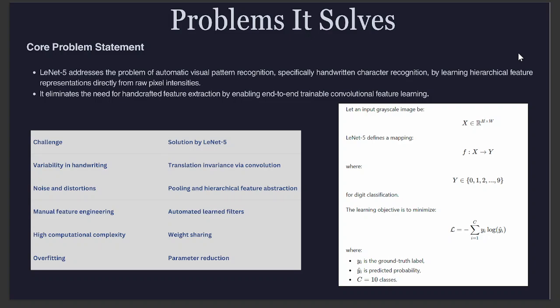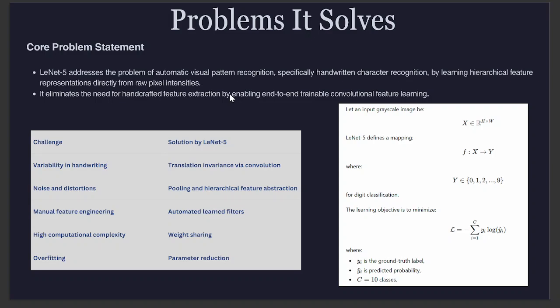The world needed something different, not handcrafted intelligence, but learned intelligence. Yann LeCun and his team asked a radical question: what if a network could learn features directly from raw pixels? No manual extraction, no engineered pipelines, just an input image, some learned representations, and an output prediction of an existing class. Mathematically, for every input, there exists a class 0 to 9.